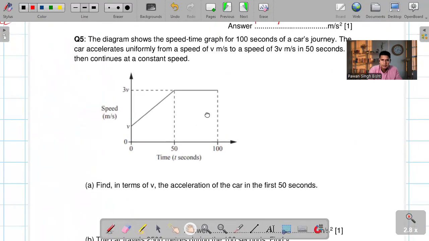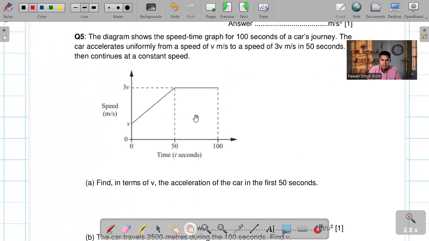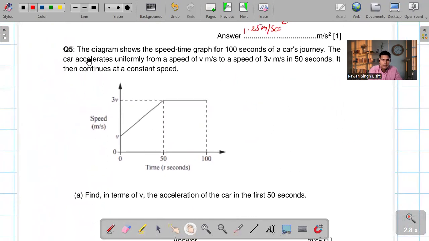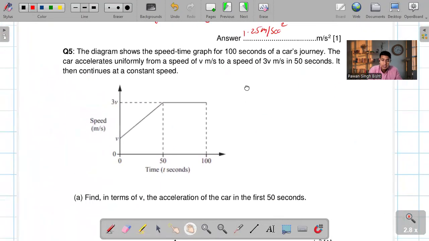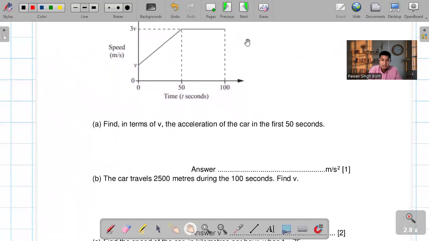Now again, there is a similar question. The diagram shows the speed-time graph for 100 seconds of a car journey. The car accelerates uniformly from a speed of v to 3v in 50 seconds, then continues at a constant speed. They say find the acceleration in terms of v.